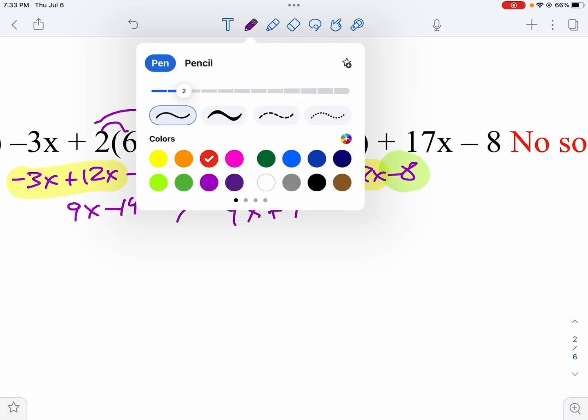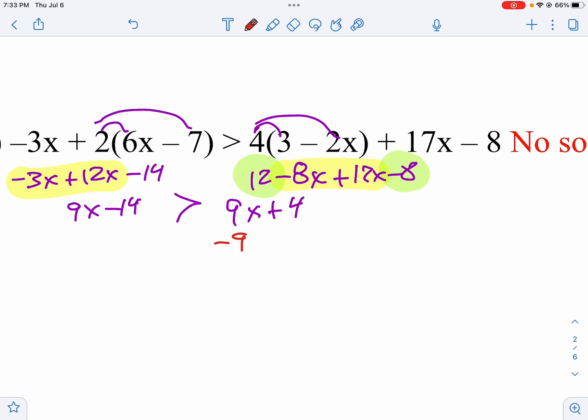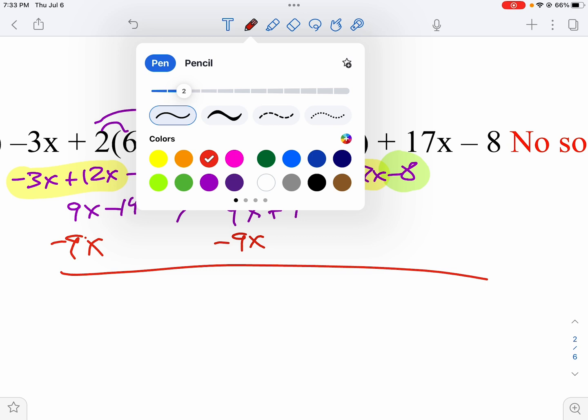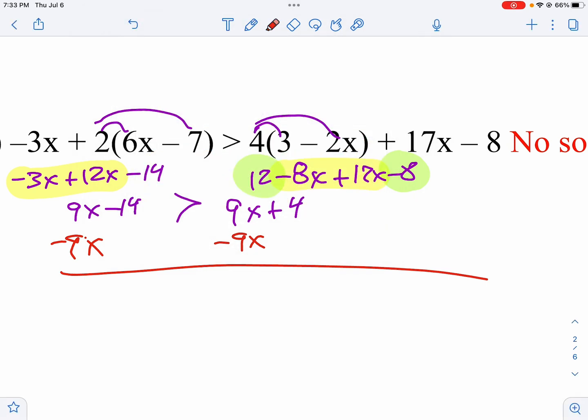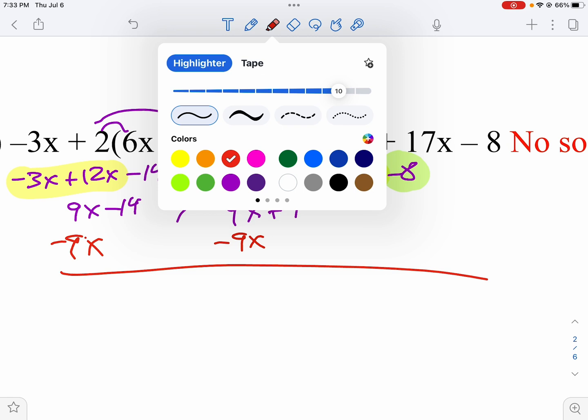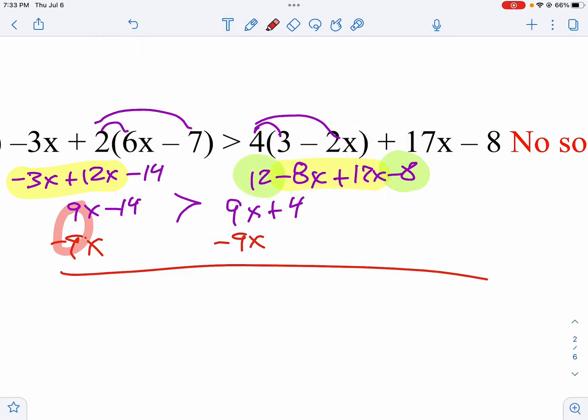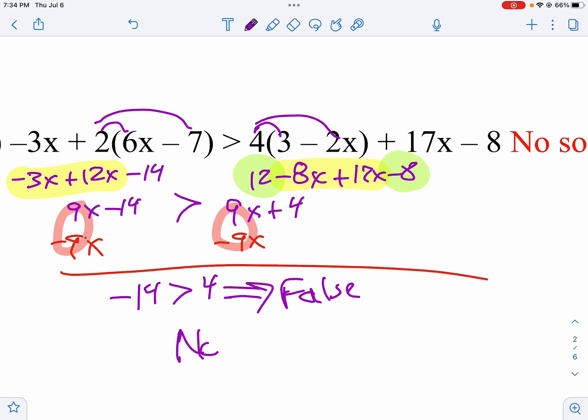You might notice something right away, or maybe not. I'll minus 9x from both sides. And notice when you minus 9x from both sides, they cancel, don't they? So my 9's cancel. So what I'm left with is negative 14 on the left, greater than 4. That is not true, is it? That's false. Since it's false, there's no solution.